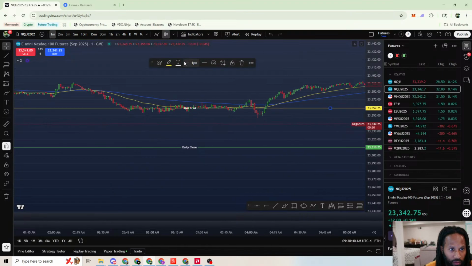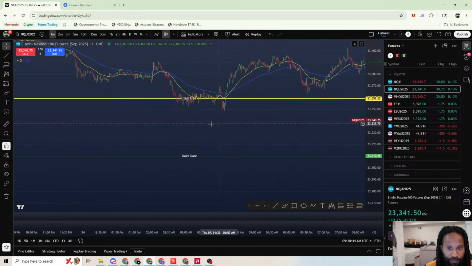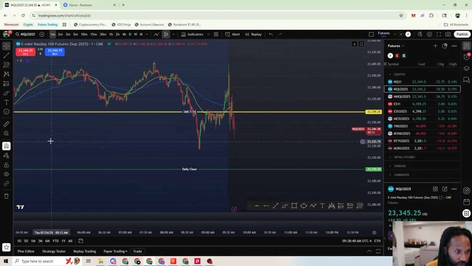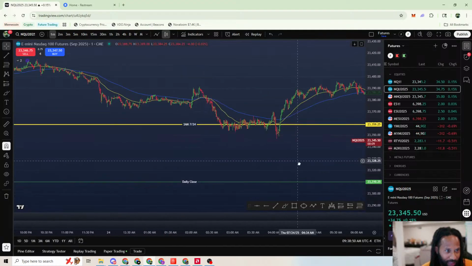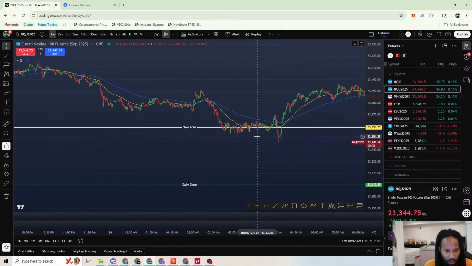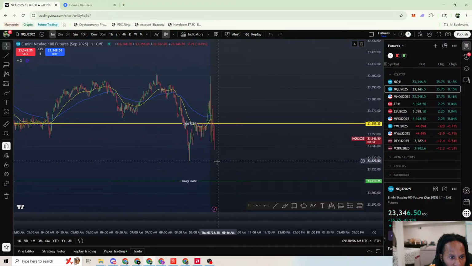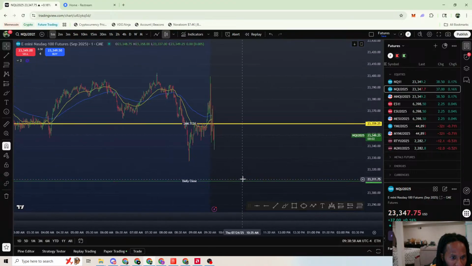Let's make that a little thicker. And we can actually see what price did last night overnight. The overnight prices have a lot to do with what's going to happen for the next day. So it looks like it's going down to this closed area.